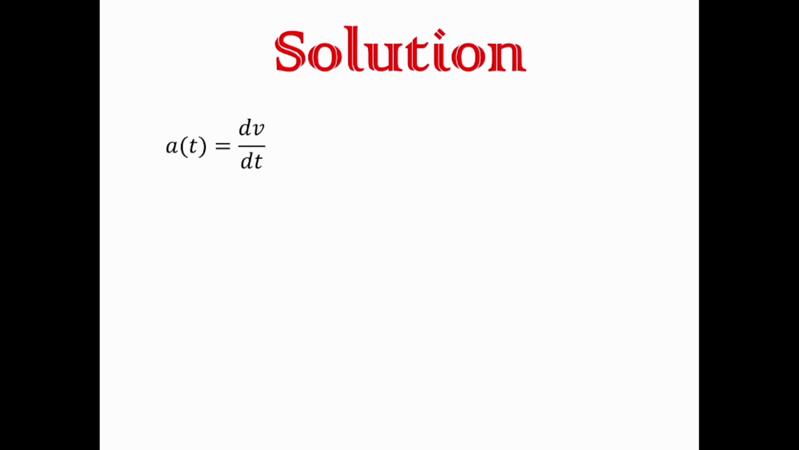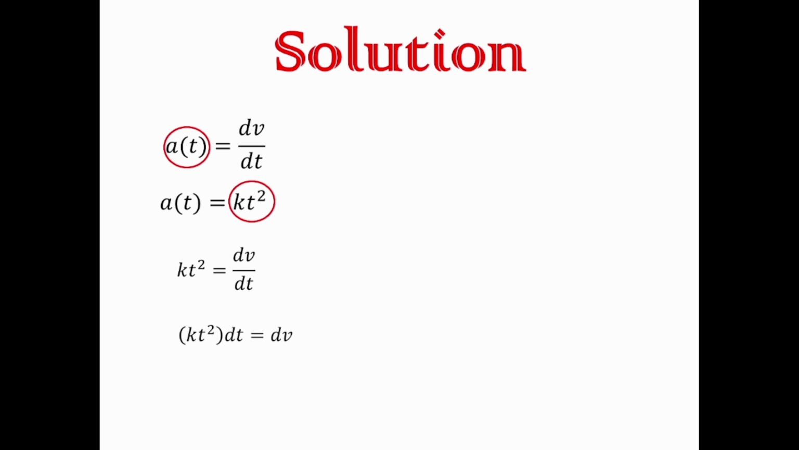What we have is our equation, acceleration is equal to dv/dt, and we're given a particular equation that relates acceleration and time. It is equal to kt squared. So we want to replace acceleration with its value, kt squared. If we do that, we get a new equation, kt squared is equal to dv/dt, which we obtain by putting kt squared in the place of a(t) in the first equation.